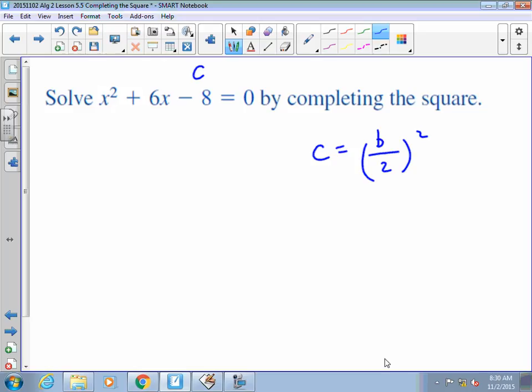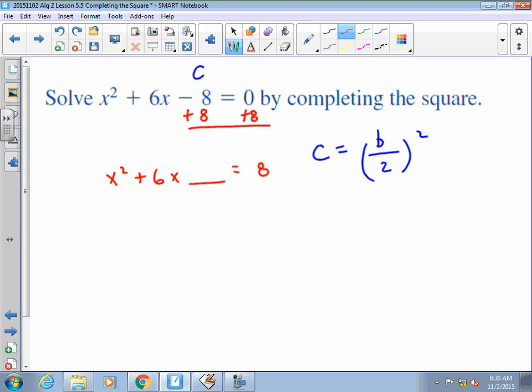Okay, what we want to do is we want to get this c out of here. It's no good. So undo minus 8 by adding it to both sides. So now you have x squared plus 6x plus c, that's the unknown, is equal to 0 plus 8 is 8. All we did was move it over.